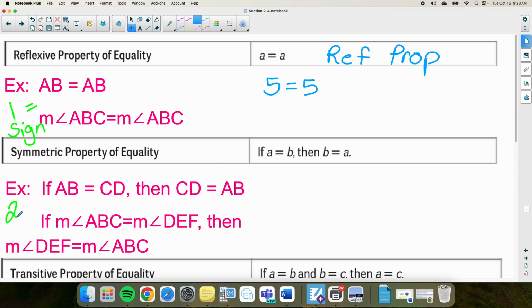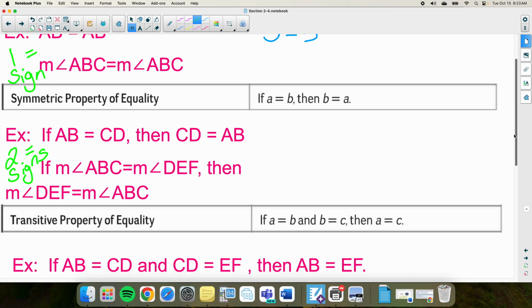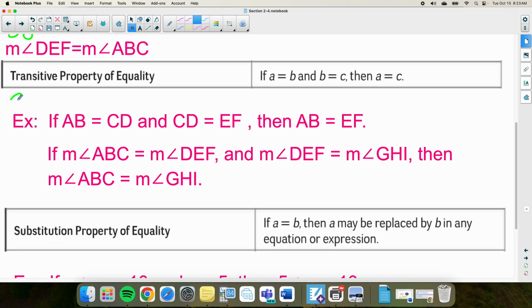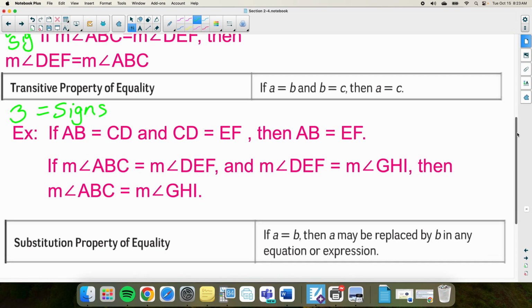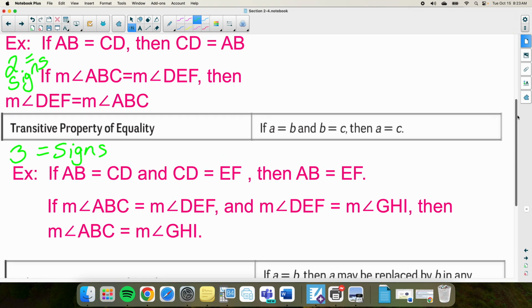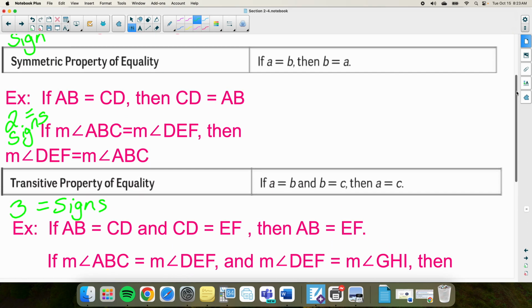Symmetric has 2 equal signs. And transitive has 3 equal signs. So that's one way that you can tell the difference between them if you're ever confused. Okay? So if I look at symmetric, a lot of people call this the switch around property or the flip around property. What it is, you take an equation and you flip the 2 sides.